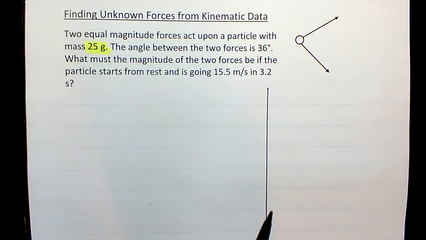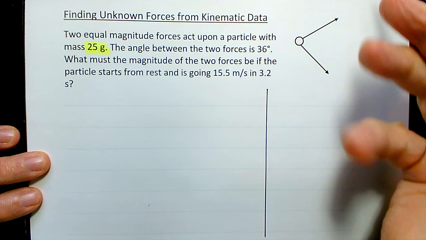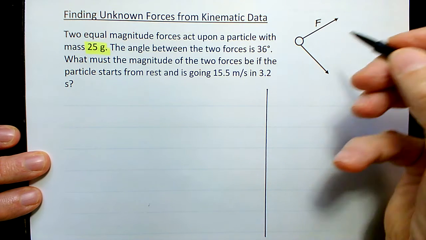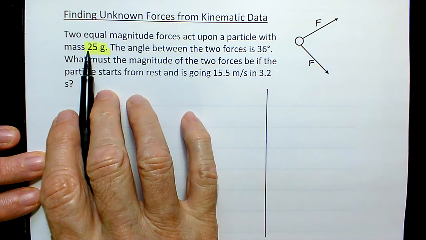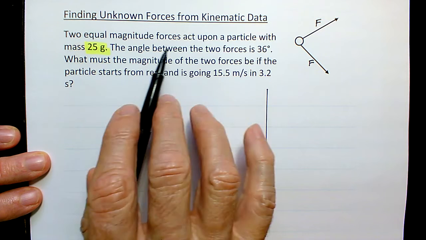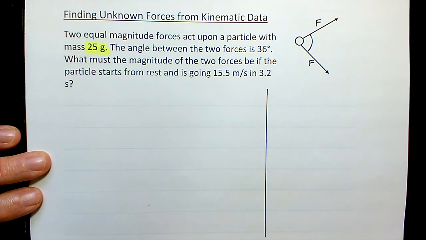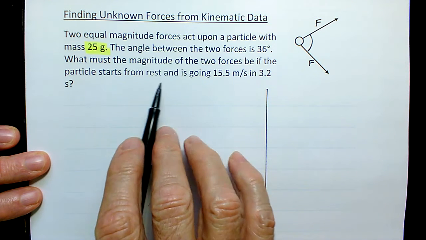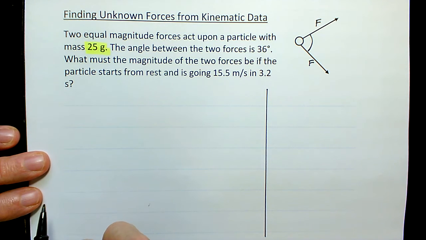This is a favorite test question of mine. We have two equal magnitude forces, F, acting upon a particle with a mass of 25 grams. The angle between the two forces is 36 degrees. What must the magnitude of the two forces be if the particle starts from rest and is going 15.5 meters per second in 3.2 seconds?